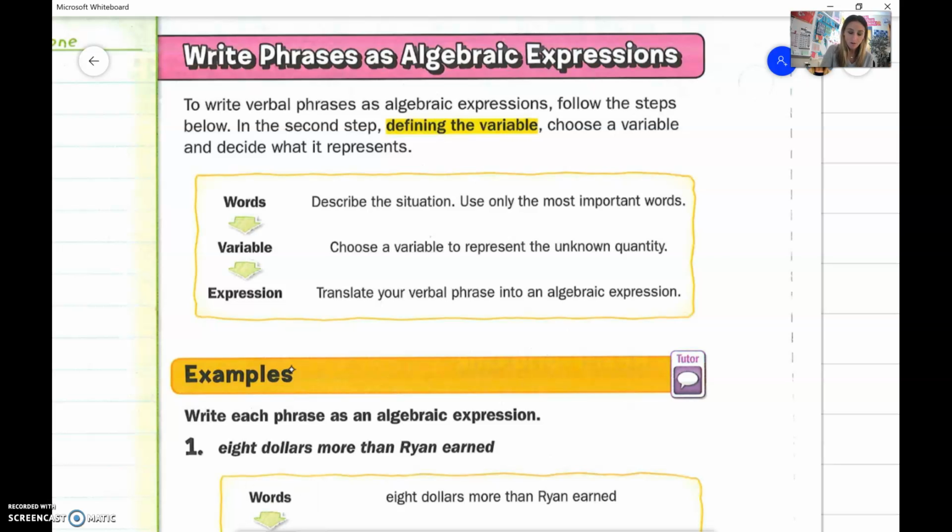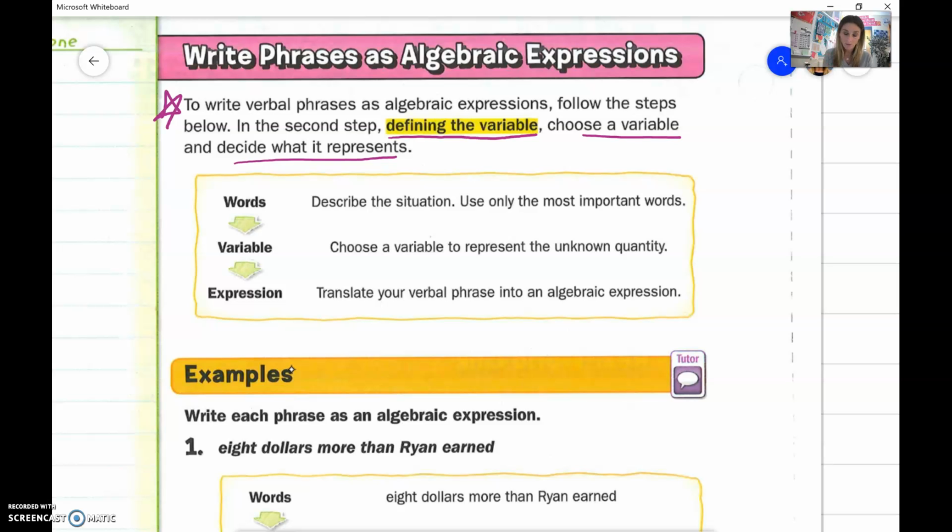It says to write a verbal phrase as an algebraic expression, follow the steps below. In the second step, defining the variable, you are going to choose a variable and decide what it represents. So we know a variable is a letter and it represents a number. But in this situation, it's going to be some number that we don't know. So we have to define the variable. We have to figure out what that means.